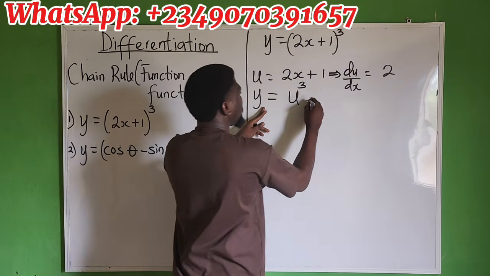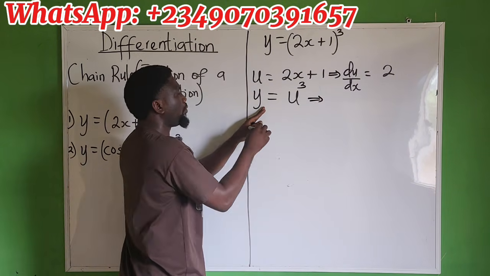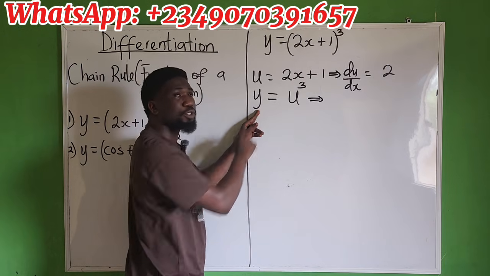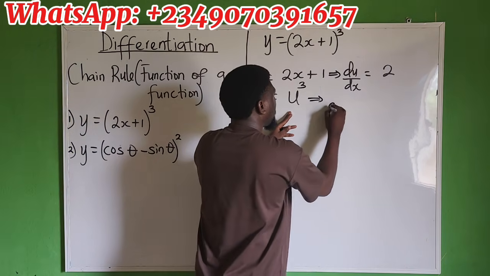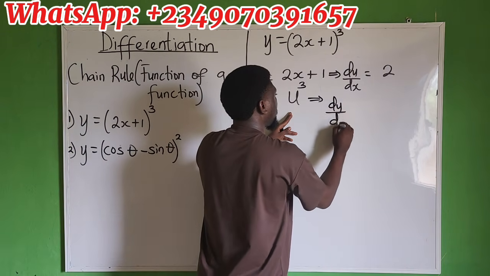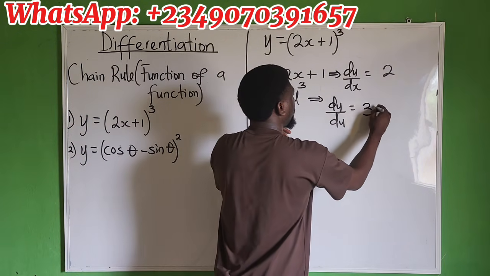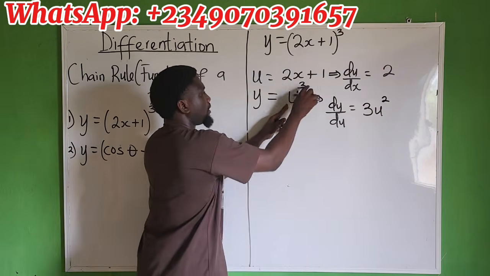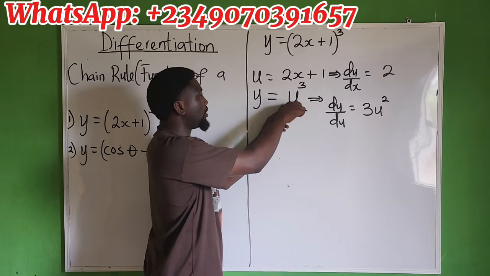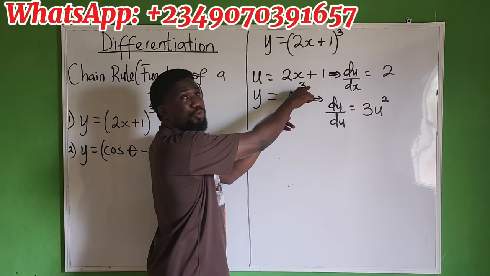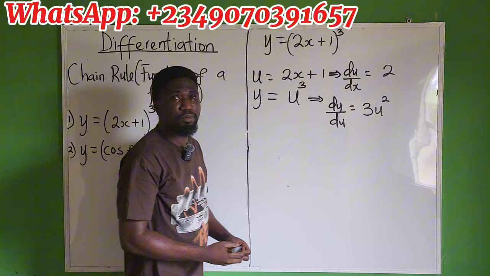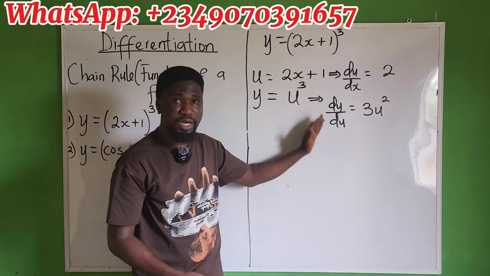Alright. For this, we are going to differentiate y with respect to u. So we are going to have dy over du. This will give us 3u raised to power 2. That is 3 times 1, that is 3. Then you have u, subtract 1 from 3, that is 2. So this is what we have.